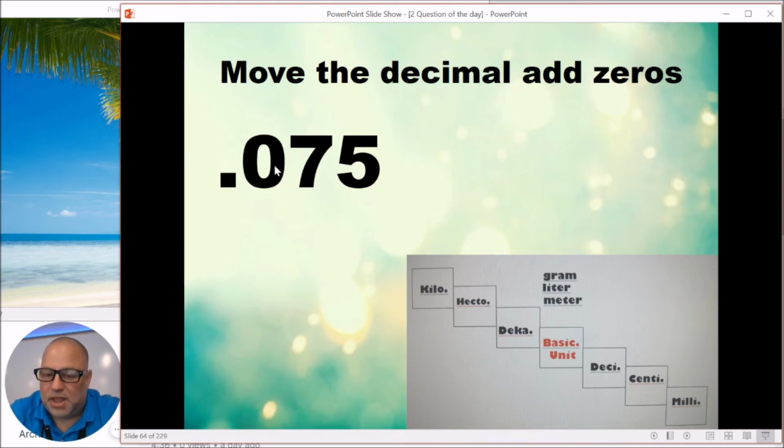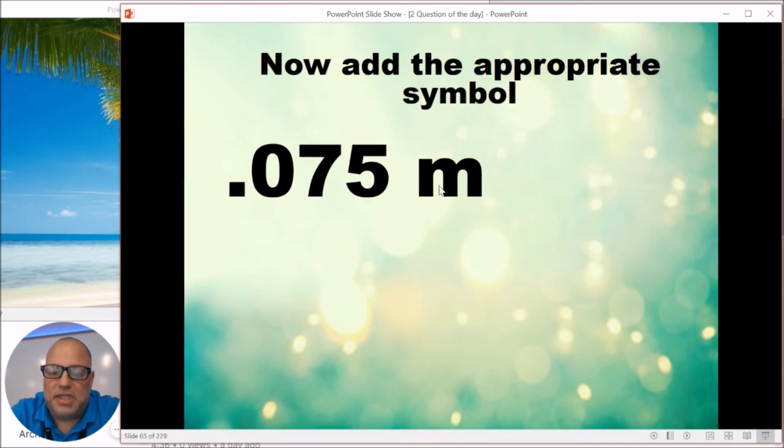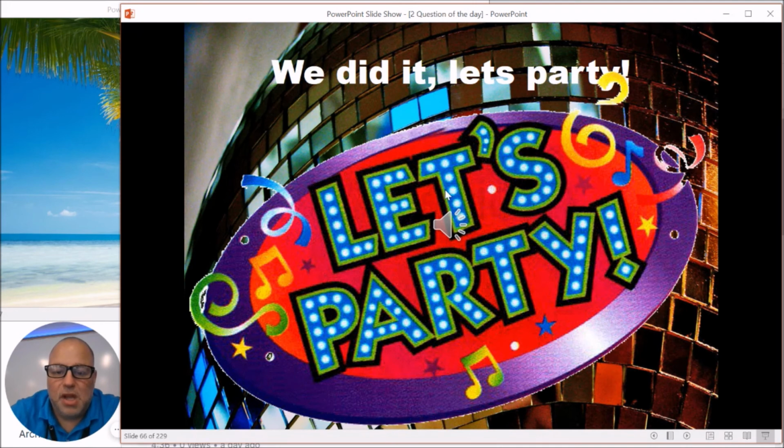We're almost done. The only last step you have to do is put in the symbol they were asking for. Remember, we were converting from milli over to meters. So you just put the little m in there, and now you've got it.